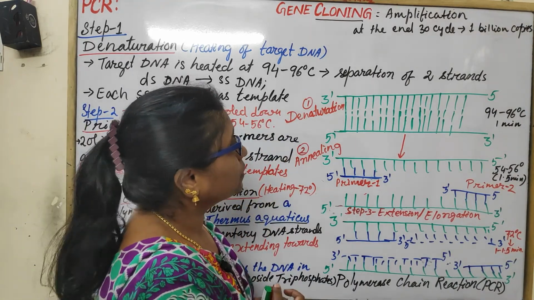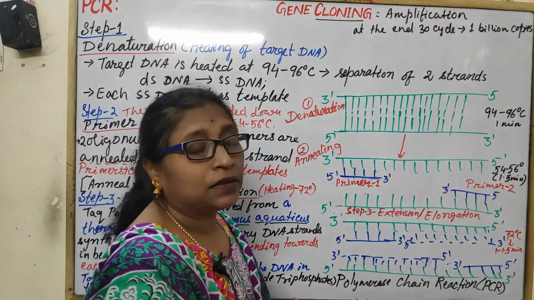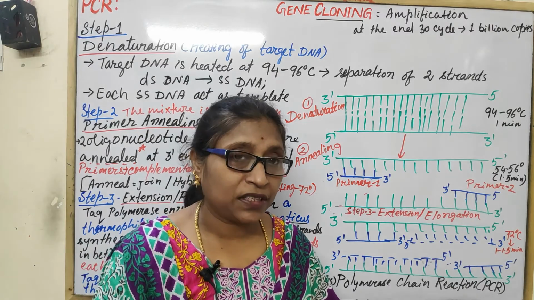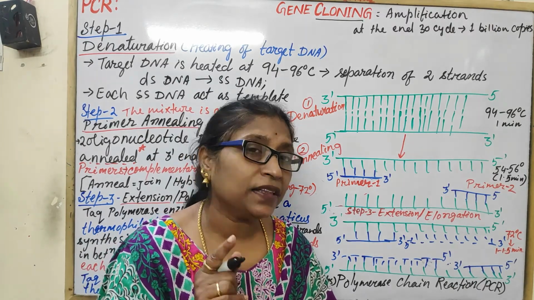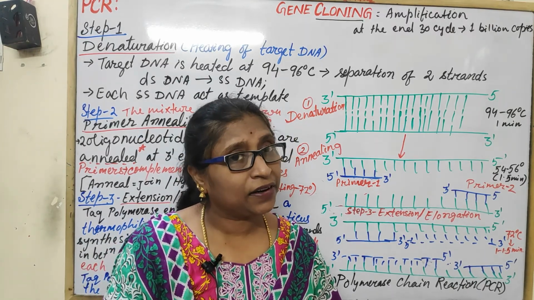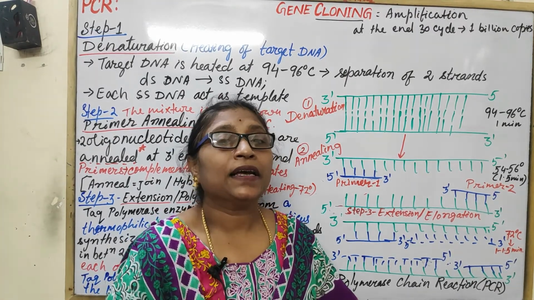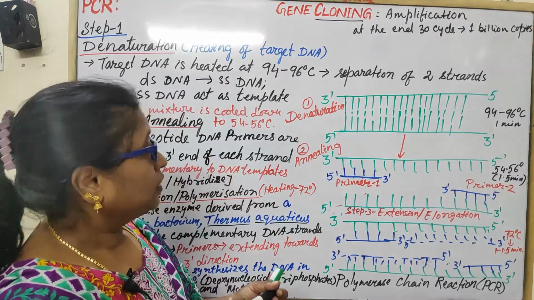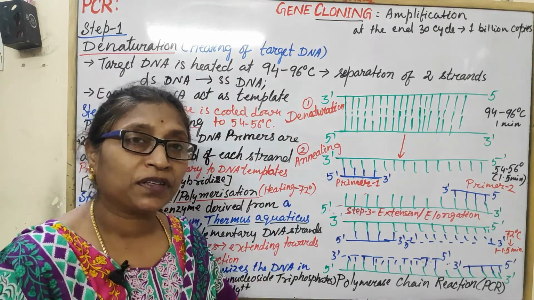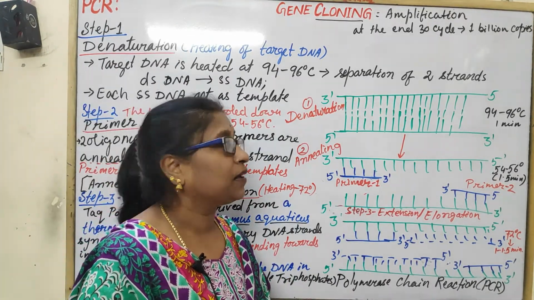Who discovered it? Kary B. Mullis discovered it in the year 1983, and he received the Nobel Prize for the PCR in 1993.